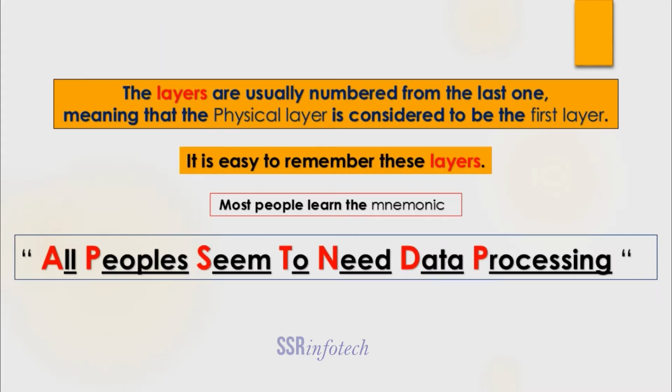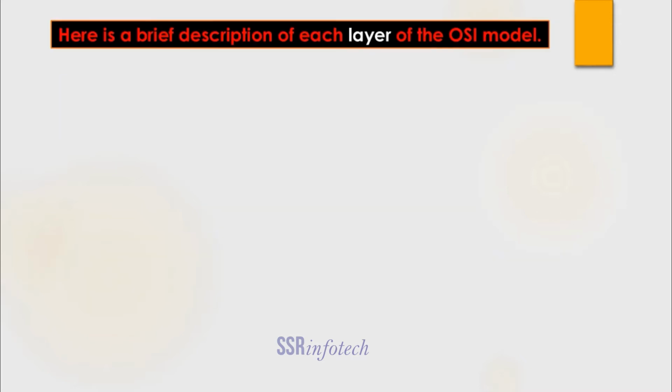And one more thing to remember is that these layers are usually numbered from the last one, means that the physical layer is considered to be the first layer and application layer is the last one. And the most famous way to learn these layers is by learning a couple of mnemonics like All People Seem To Need Data Processing or Please Do Not Throw Sausage Pizza Away. Let's move on and find out for what each layer of OSI model is responsible for.